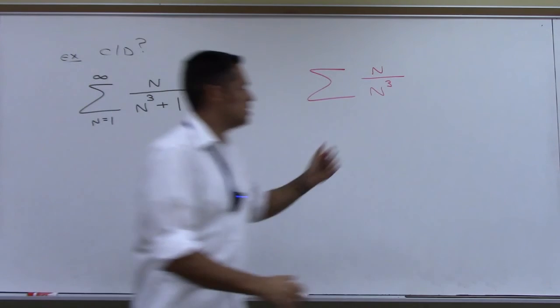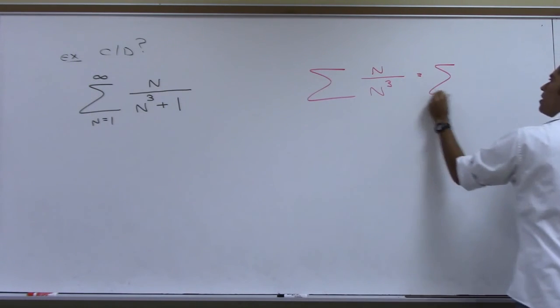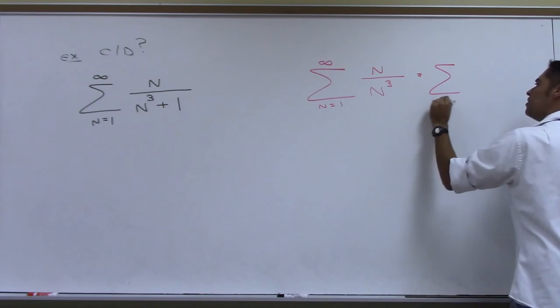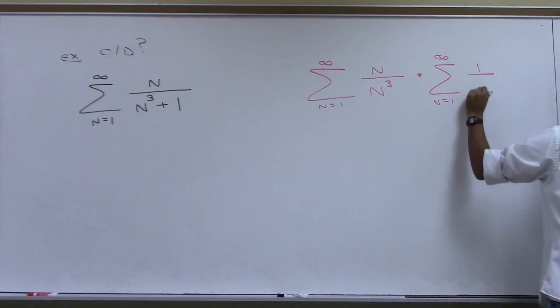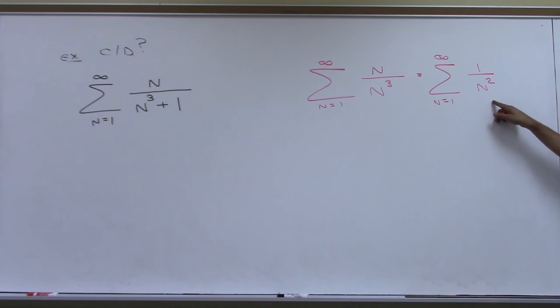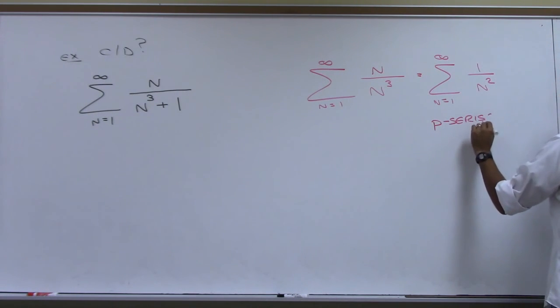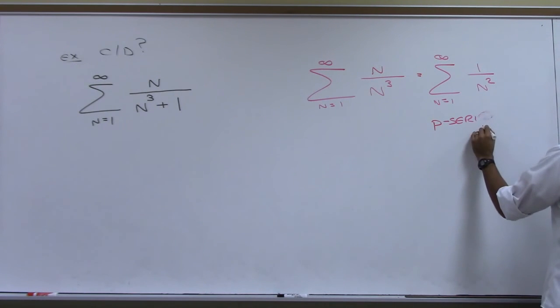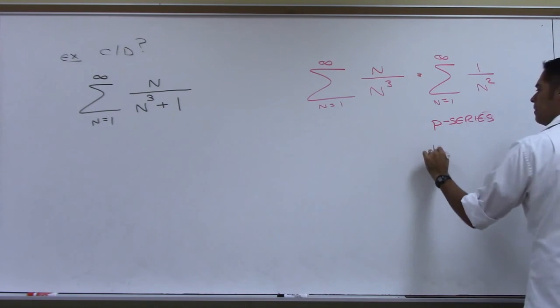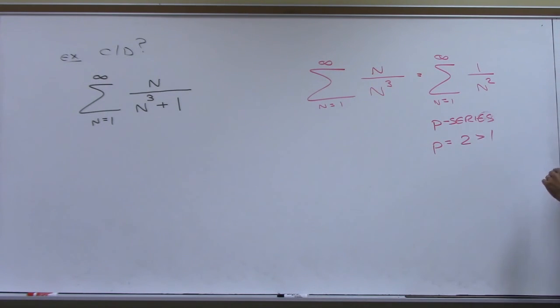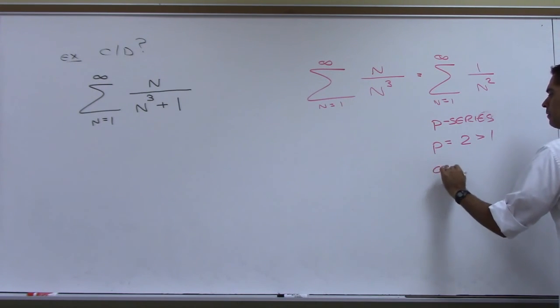Now, do you know what series this is? What type of series? It's really 1 over what? n squared, which is what type of series? That's a p series, you see? That's a p series, with p being what? 2, which is greater than 1. So what does this p series do? Converges, doesn't it?